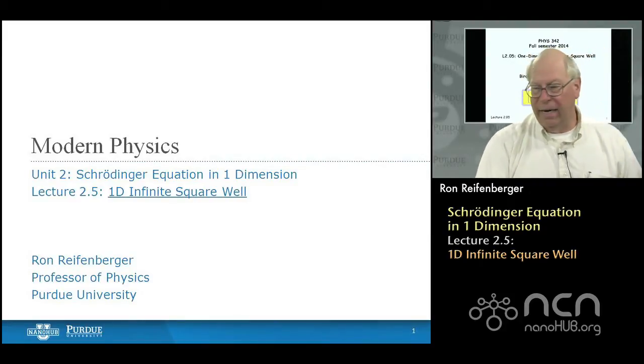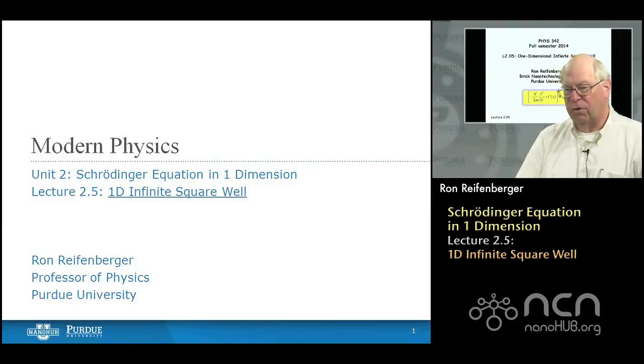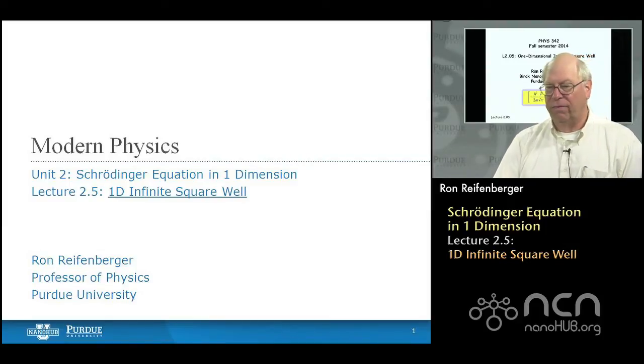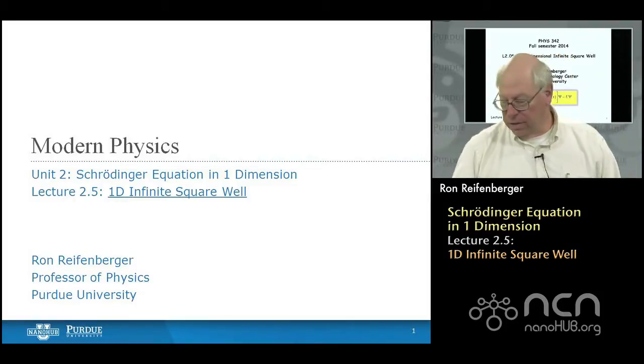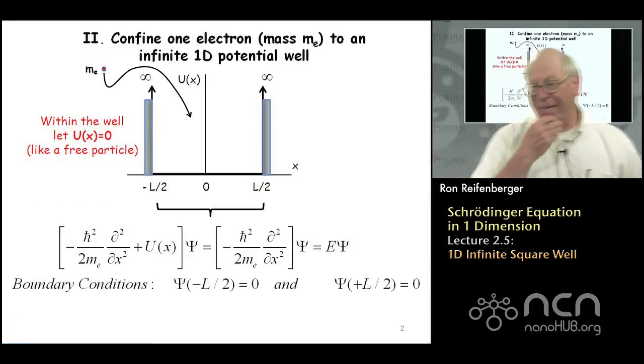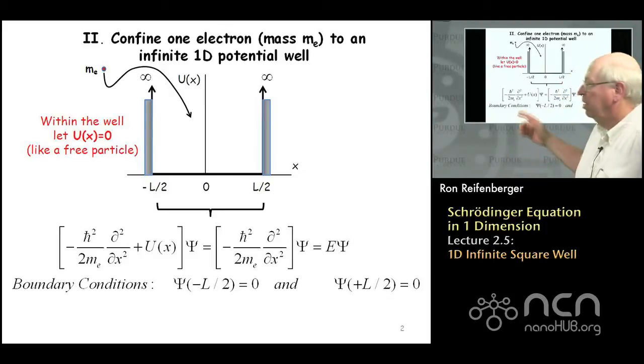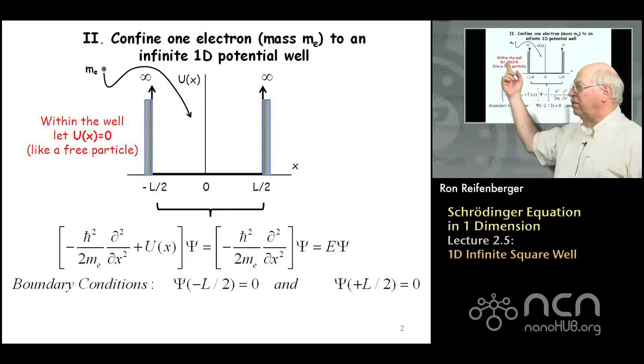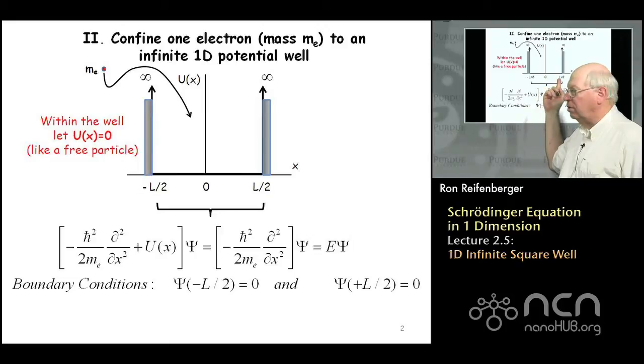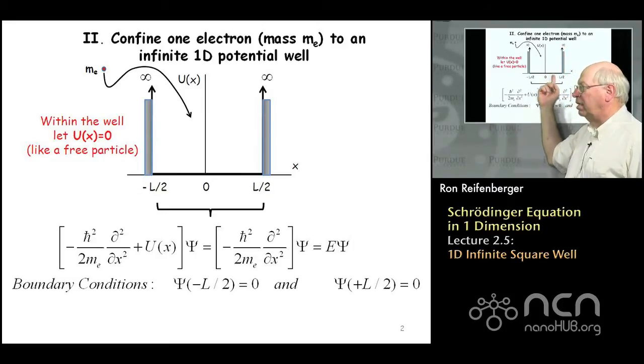So, having said that, the first problem we're going to attack is the one-dimensional infinite square well. This is a classic problem, and basically the premise is you have to specify this potential energy function U(x), and you have to put this into Schrödinger's equation. The U(x) that we're going to use for this infinite square well is U(x) equal to 0 between minus L/2 and L/2, and then it goes to infinity at these boundaries.